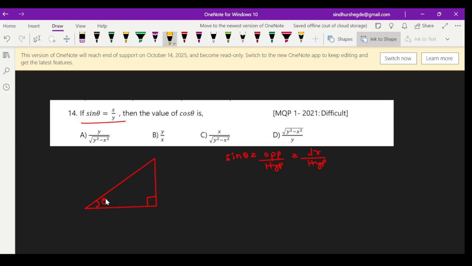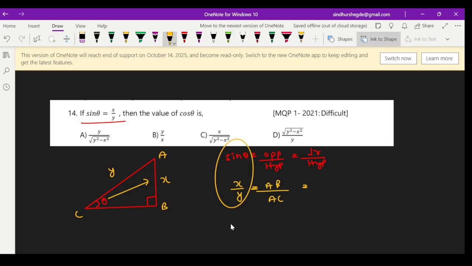Actually the meaning of opposite side here is, the theta angle is there. What is the opposite side of this theta? If I give the name ABC, the opposite side of this theta is AB. AB by hypotenuse, which is AC. They have given that sin theta is x by y. This is the given thing in the question. You can easily observe it. So AB is equal to x and AC is equal to y. That means indirectly they have given opposite side is x and hypotenuse side is y.